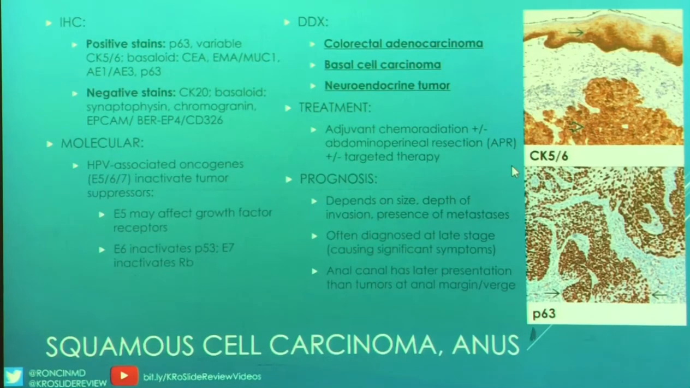For stains, up top we have CK56. So remember, CK56 is a good stain for squamous cell pretty much anywhere in the body. It can be positive. It's not always, but it's not a bad one to have. And that P63 should be positive whether you're looking at just your regular squamous cell or your basaloid. So that's one to keep in your back pocket.